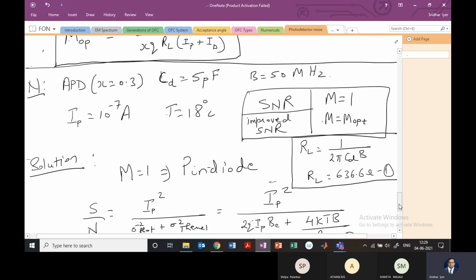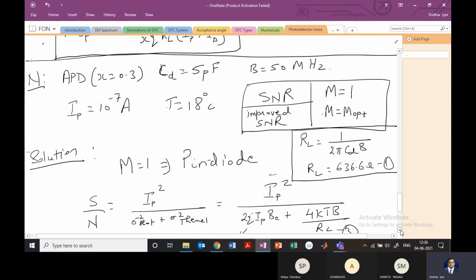That numerical I'll just read out again. It says a silicon APD with excess noise factor x equal to 0.3 has a capacitance of 5 picofarad, negligible dark current, and is operating with a post detection bandwidth of 50 megahertz. When the photocurrent before gain is 10 raised to negative 7 amperes and the temperature is 18 degrees centigrade, determine the maximum SNR improvement between m equal to 1 and m equal to m optimum, assuming all operating conditions are maintained. We had done the first part, that is when m is equal to 1.